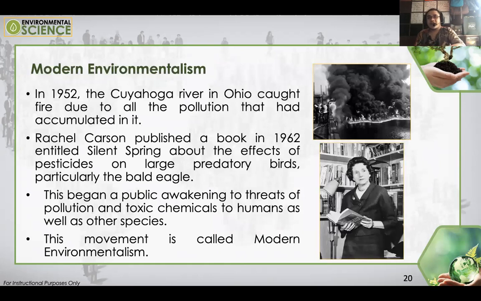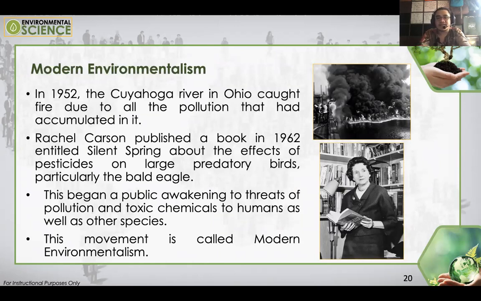So, modern environmentalism. Miss Rachel Carson, in her book Silent Spring in 1962, showed the effects of pesticides on large predatory birds and particularly bald eagles. So this began a public awakening to threats of pollution and toxic chemicals to humans as well as other species. This movement is called modern environmentalism.